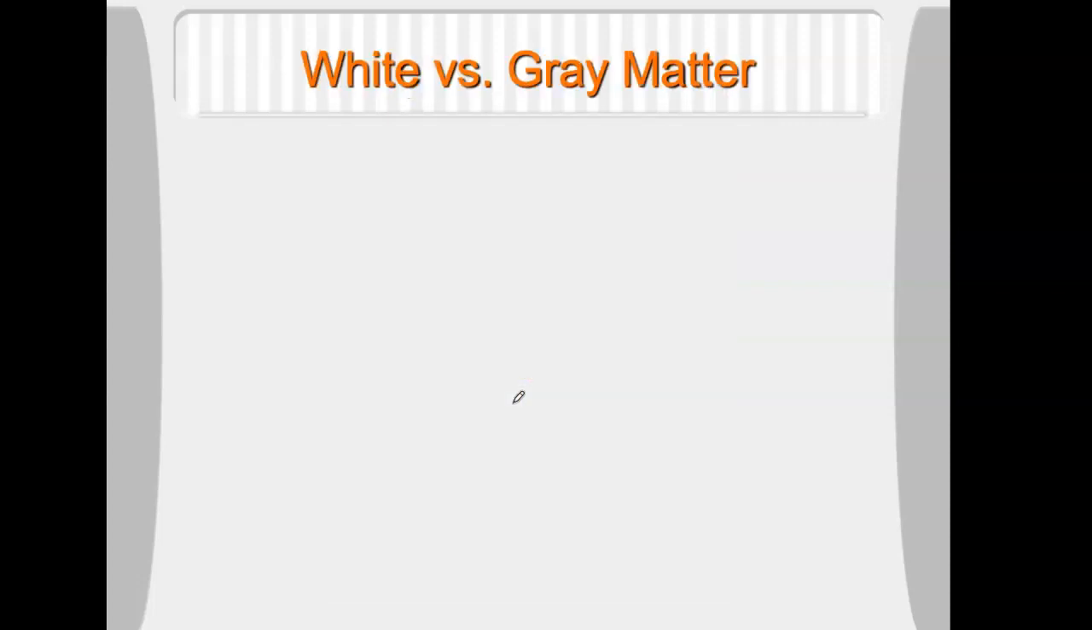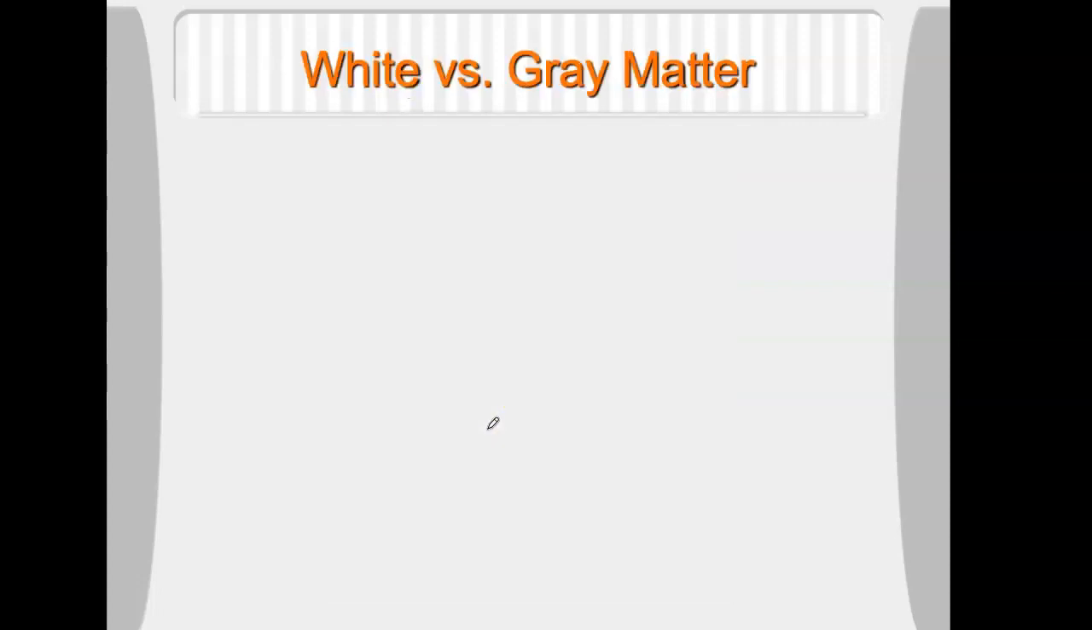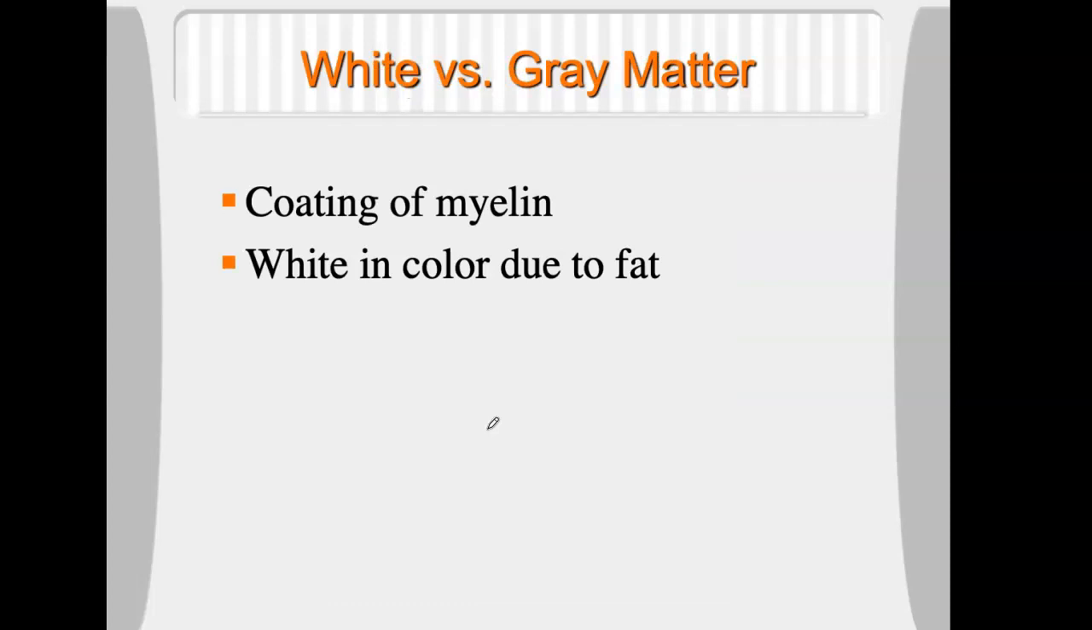I wanted to show you the difference between white and gray matter. When we're looking at a wrapper like this, it's actually very fatty. This myelin sheath is made up of fat, and because of that, it's going to look quite white if you look at it under the microscope. So this coating, I'm writing it out for you now, is white in color due to the fat.